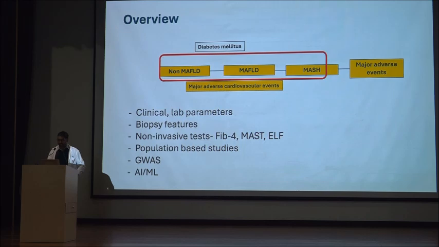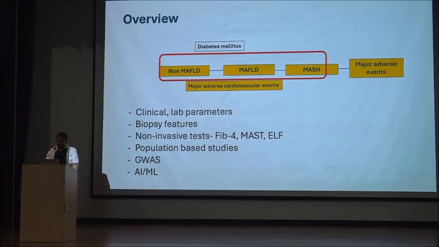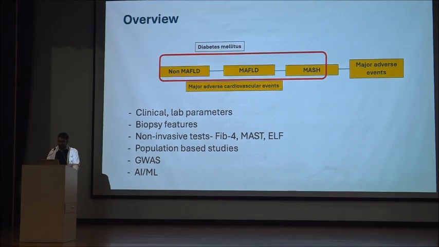MAFLD may develop MASH, and we finally develop any major adverse event. So a major adverse event could be divided into either major adverse liver-related events or major adverse cardiovascular events. We'll be discussing these as MACE and MALO in the subsequent slides. Also, diabetes may be associated with MAFLD or may develop at any time course, and major adverse cardiovascular events may develop before or even once the MAFLD develops.